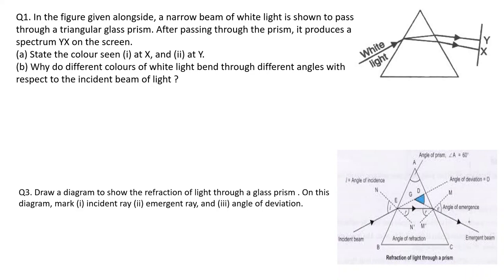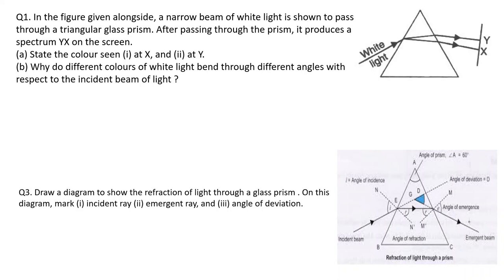So if you see this white light, it has deviated less when it is at Y. So definitely the least deviated light is red in color, right? And the X, as you can see here, it is the most deviated. So which light color is most deviated? Violet light color is the most deviated. And why does this deviation happen?